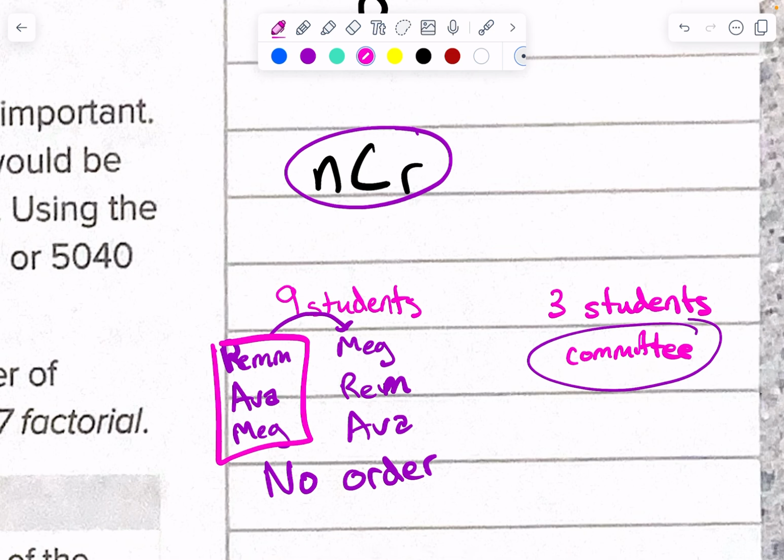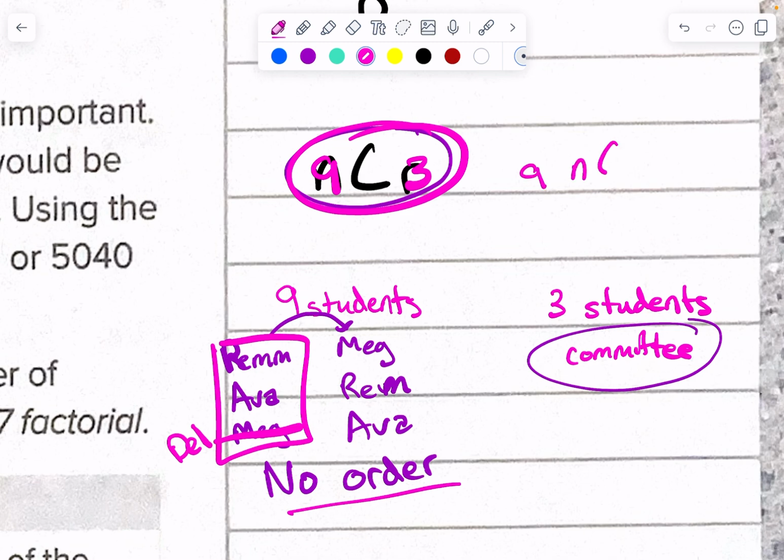Like how many groups could I make if I have 9 students? I could swap out Megan and put Delaney instead, right? That's a different group. So how many different groups could I have? Since the order doesn't matter, I would do 9 for my n, and I'm choosing 3. So it would be 9C3, and you just type that into your calculator. You type in 9 first, then go to the nCr button, then type in 3, and hit enter.